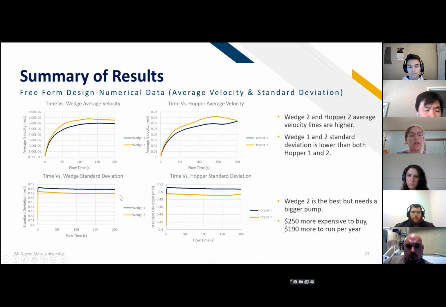Now, looking closer at the standard deviation between wedge 1 and wedge 2 designs, there's only a difference of about 0.01 meters per second. And because of that, I would say it's not cost effective to pay more for this amount of circulation difference in the pool. So because wedge 1 has the next best standard deviation, wedge 1 would be my recommended design for the freeform pool out of all of the designs.